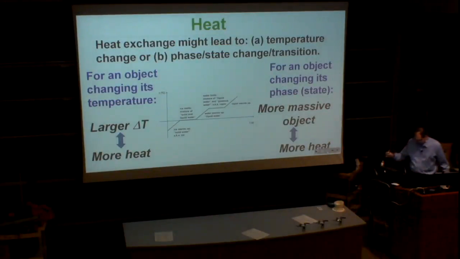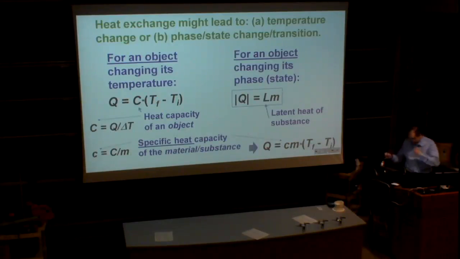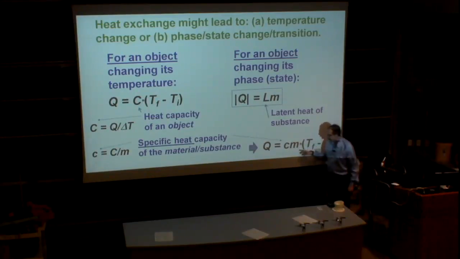So these are only two processes which might happen with an object: temperature change and phase change. And these are the equations I just wrote, plus one more. I wrote this equation because this variable has been measured and tabulated. A specific heat of water, about 4,000. A specific heat of lead, Google it, and another number.